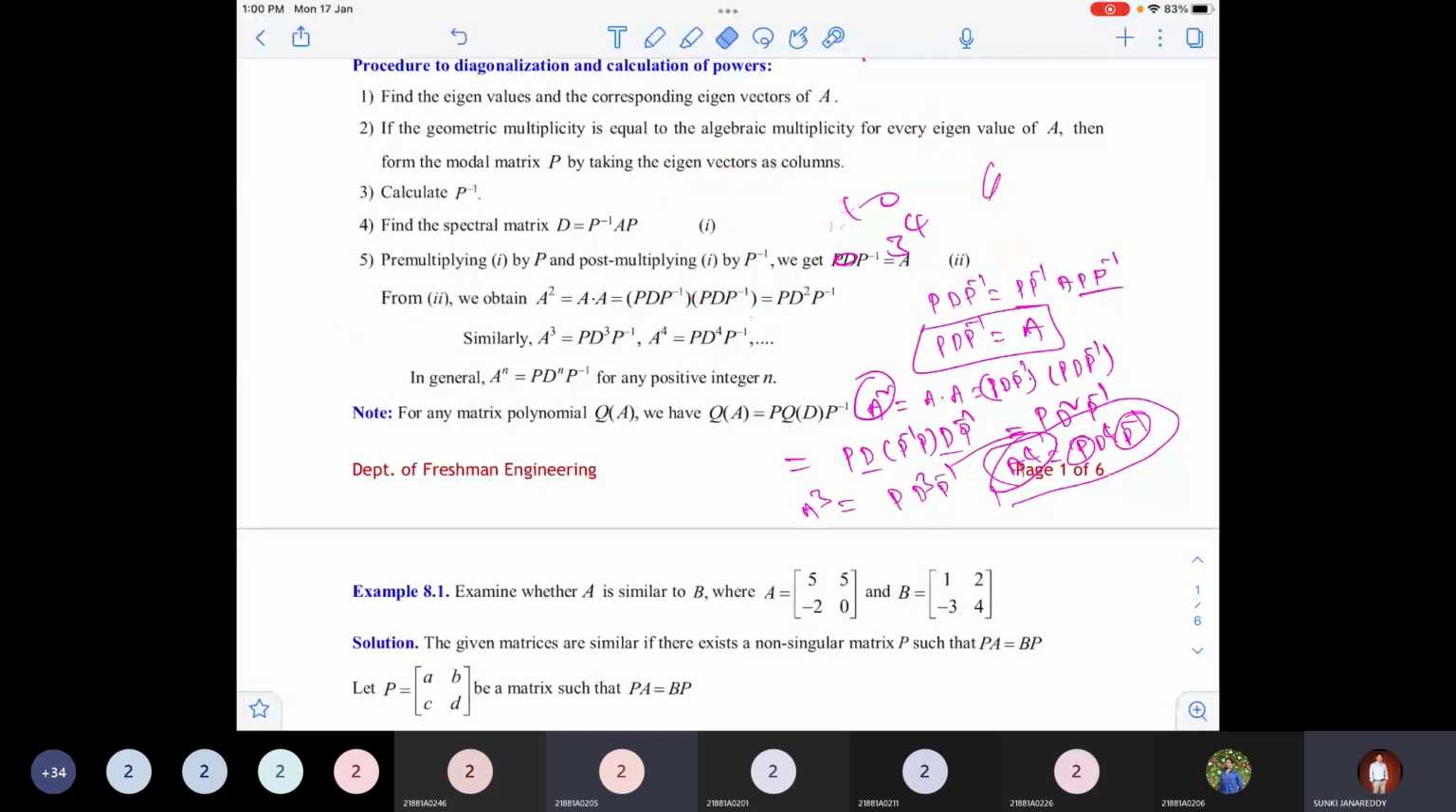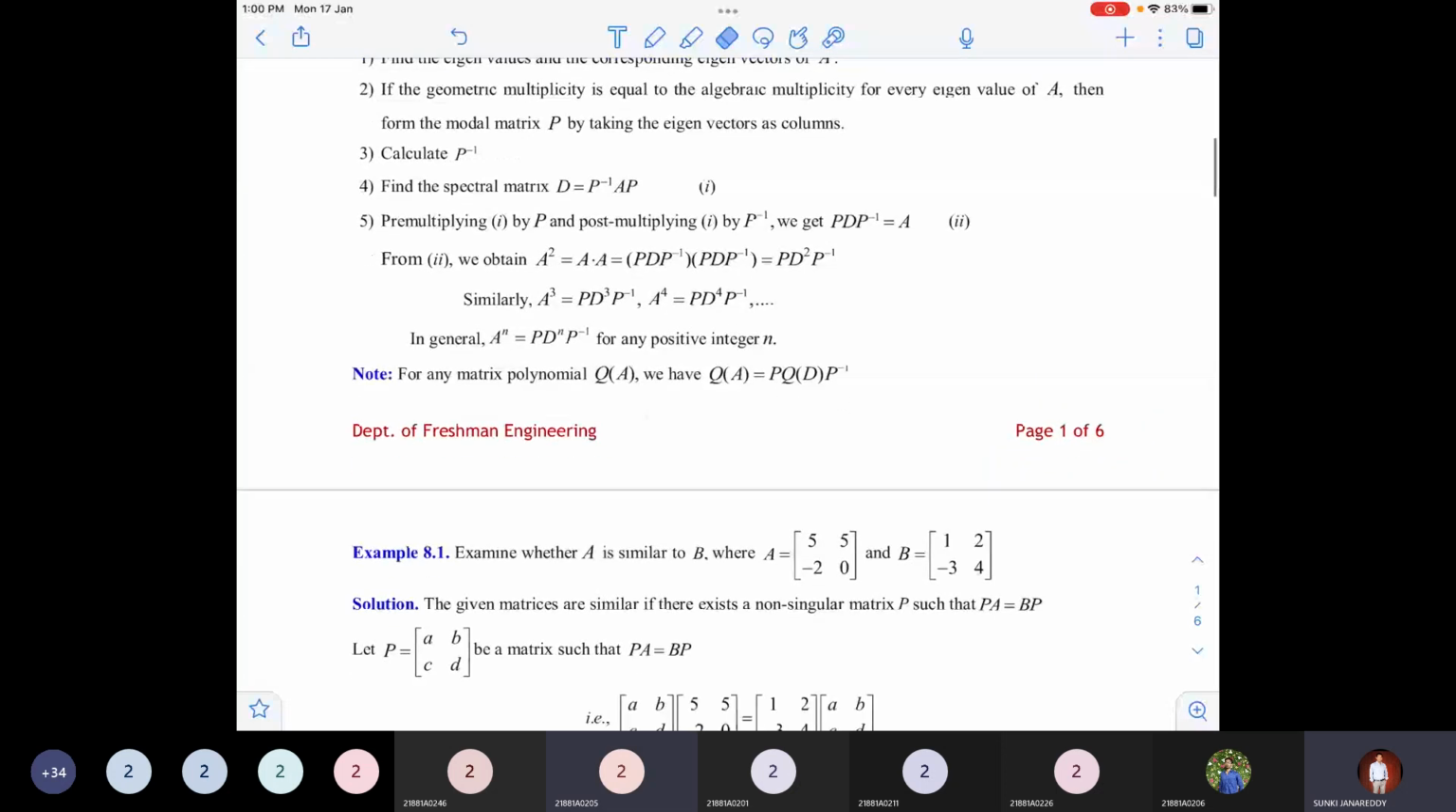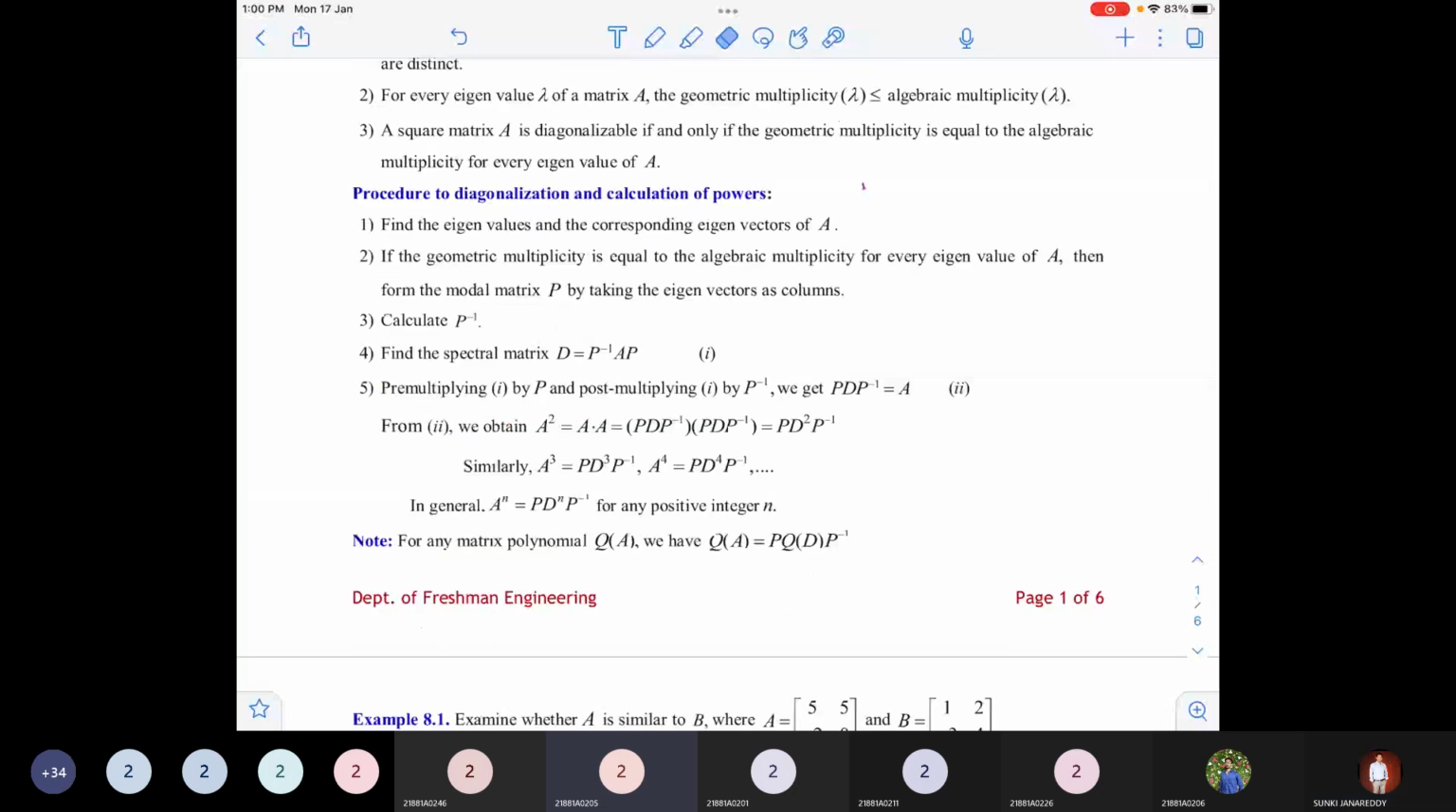Now we can see one example on this. It is the diagonalization introduction. Next, one example we can discuss now. All of you listen to me carefully. Up to here, okay now, all of you?